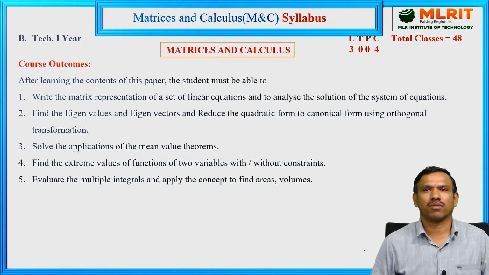Find the extreme values, meaning maximum or minimum values, of 2 variables with or without constraints. When the conditions are given, how to find maxima and minima. When conditions are not given, for a 2 variable function, how to find maxima and minima. Those are called extreme values, either maximum value or minimum value. And the last one, evaluate the multiple integrals, double integrals and triple integrals, and apply the concept to find areas and volumes. These are the outcomes of this course. So total 4 credits. If a student clears this subject, he will get 4 credits in his certificate. That's why it is one of the important subjects and useful to engineering students.